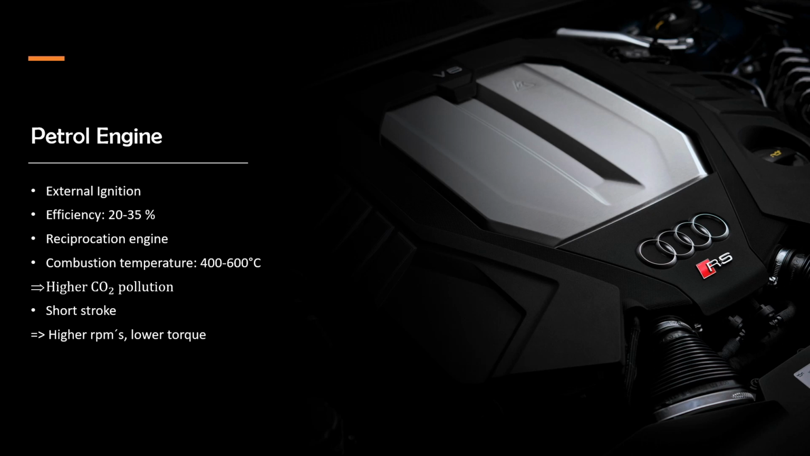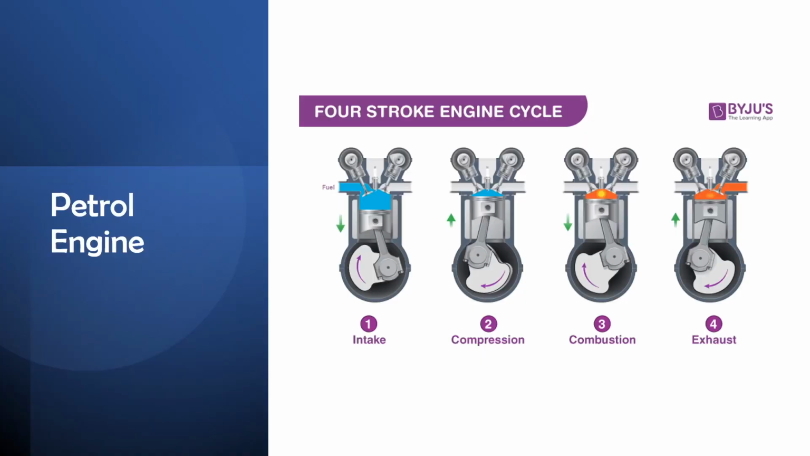Moving on to combustion temperature for petrol engines is in the range of 400 to 600 degrees, which results in a higher carbon dioxide pollution than diesel engines but lower nitrogen oxides. So now to the function. But how does a petrol engine work?